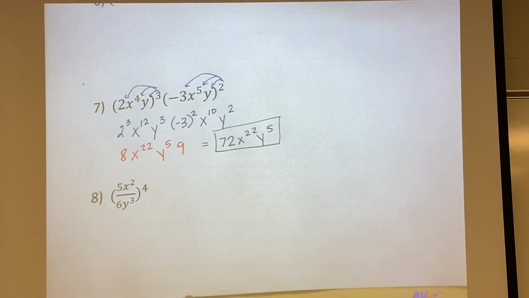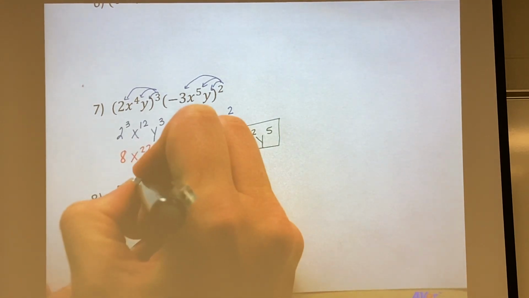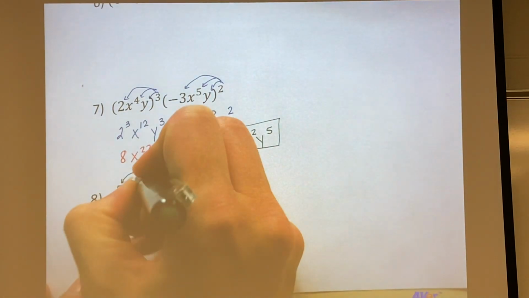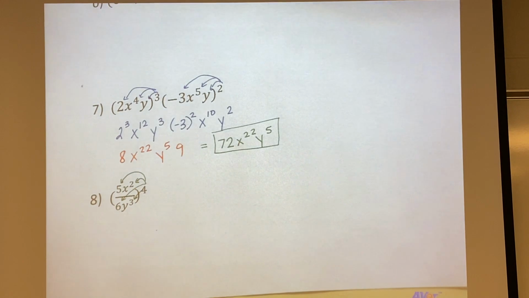Number 8, these are continuing using that power property where you're going to distribute. So everything in the fraction is going to get the 4th power. So the 5 is going to get it, the x is going to get it, the 6, and the y. So go ahead and try that, giving everybody that exponent. Pause it and come back and see if you got it right.